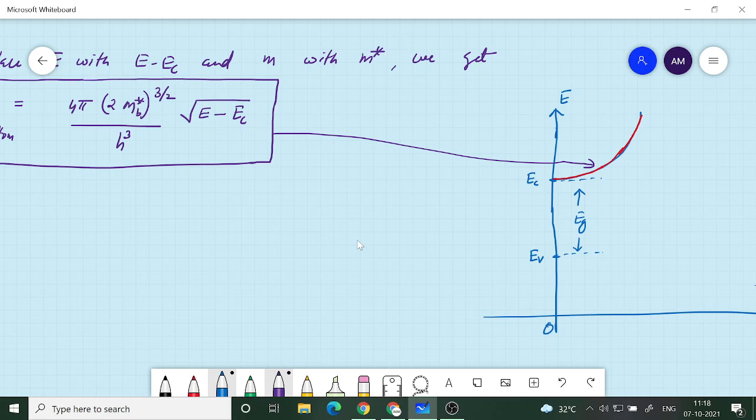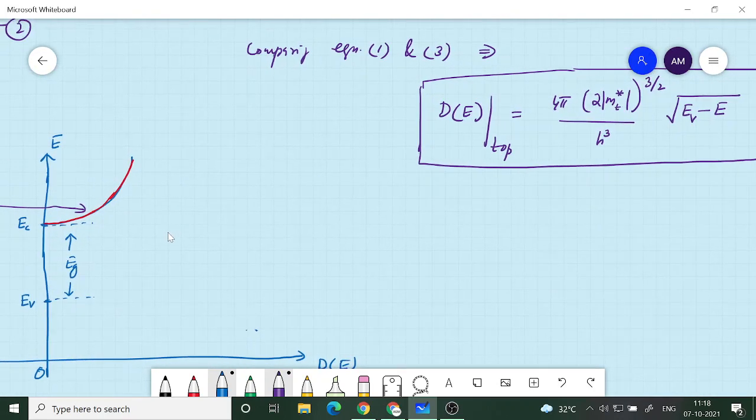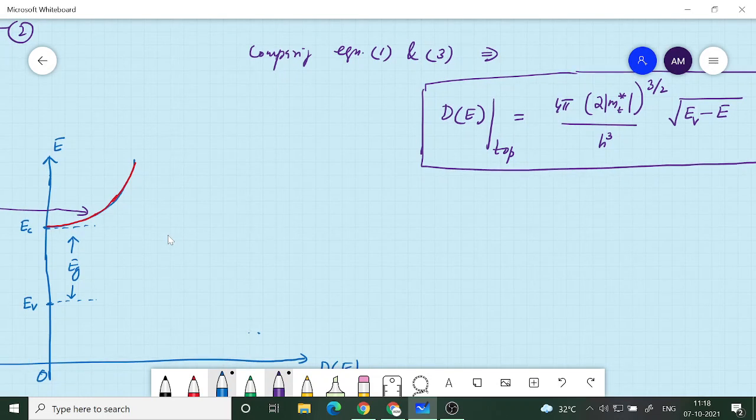Similarly, you will have the plot for the top of the bottom band, like this. Okay, so it will be something like this. Now how much it is spreading, etc., it need not be symmetrical, because the effective mass for each band could be different.